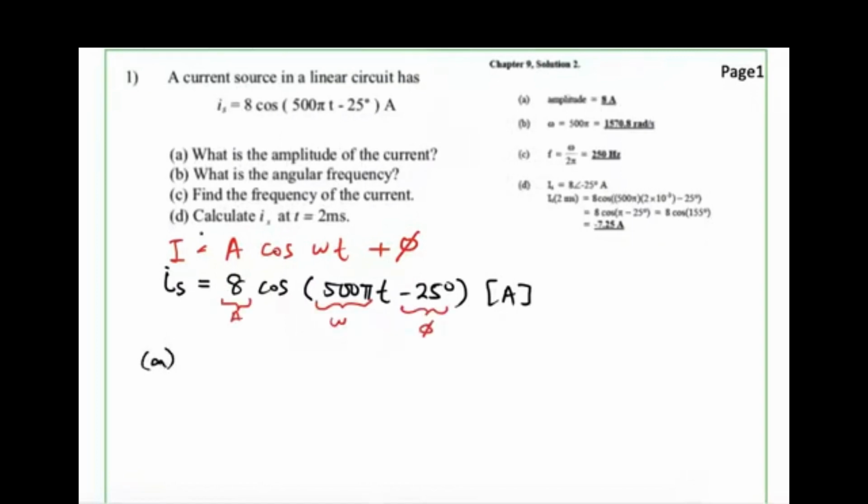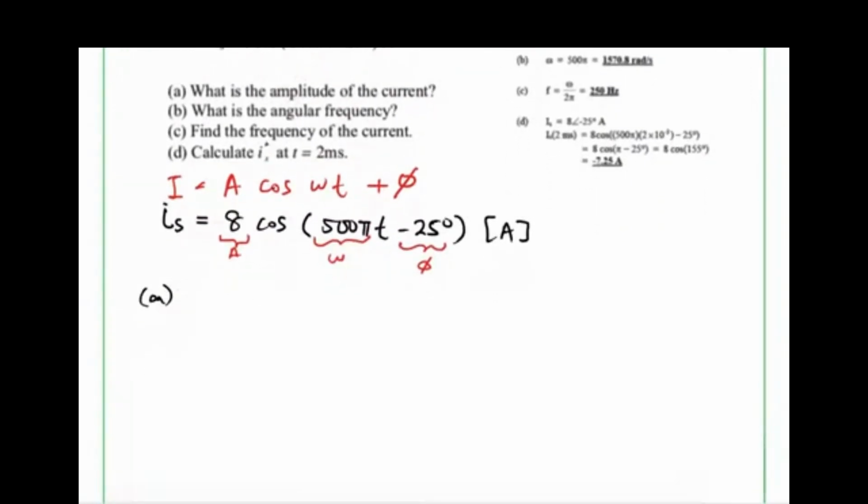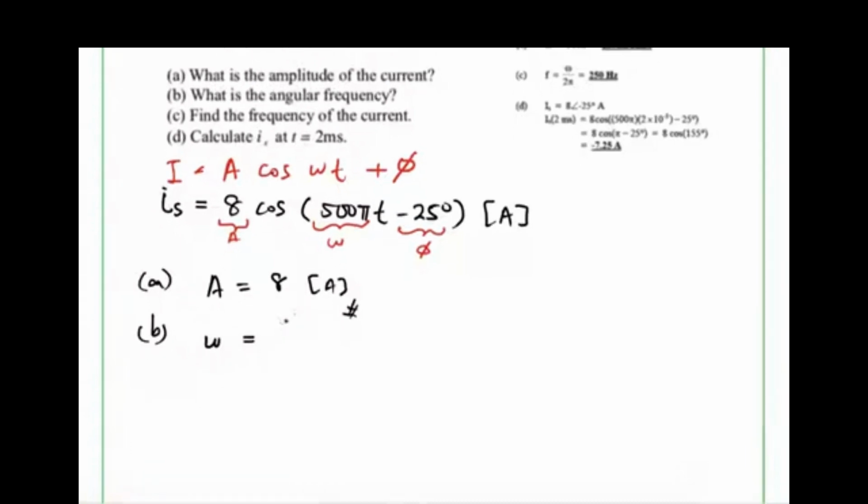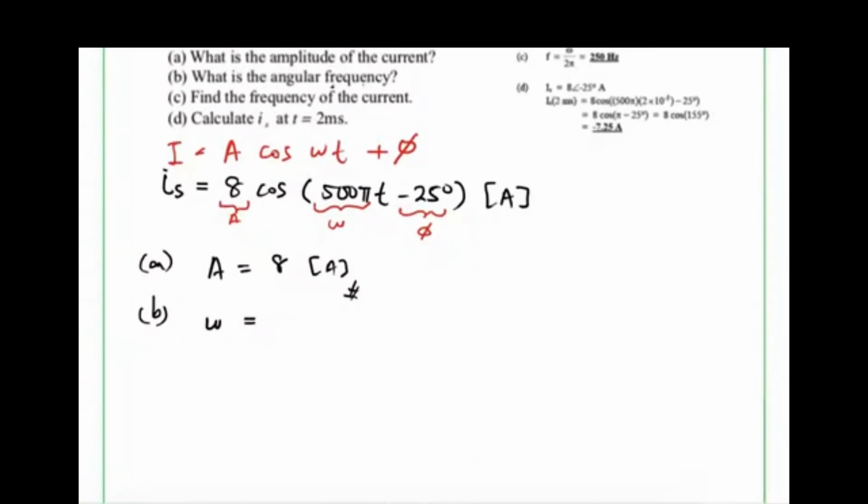For the first question, it is very direct. What is the amplitude? The amplitude is 8 amps. And then the second one, what is the angular frequency? Angular frequency is also direct. Omega is the angular frequency, and from the given equation, omega equals 500 pi. You can leave your answer like this, or you can plug in the value of pi.